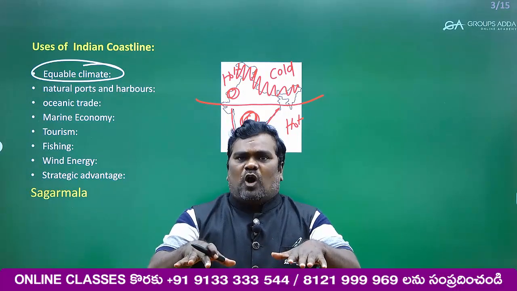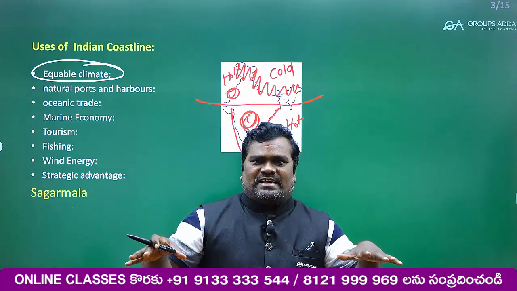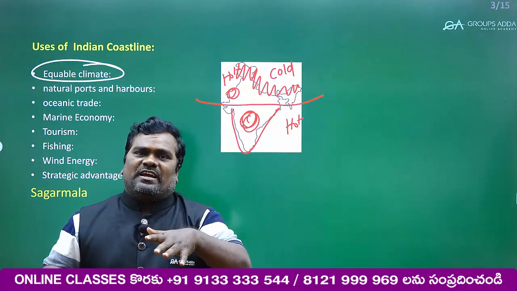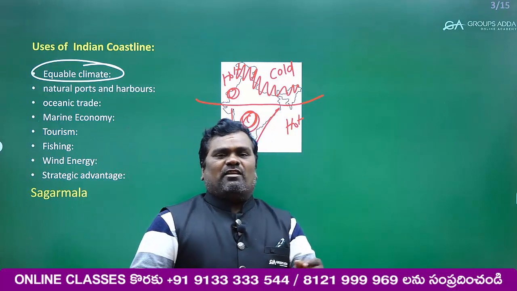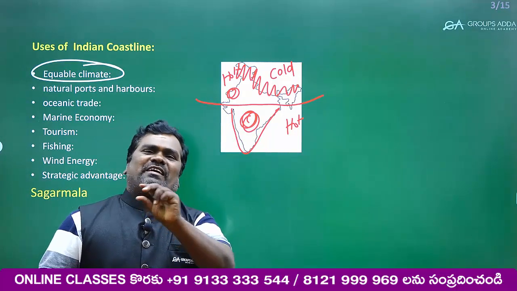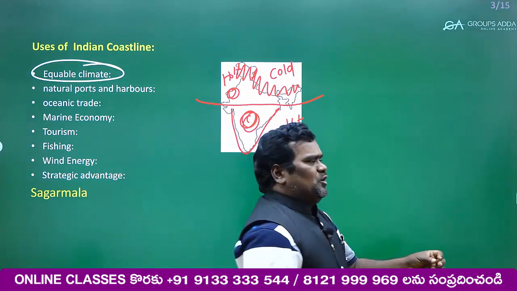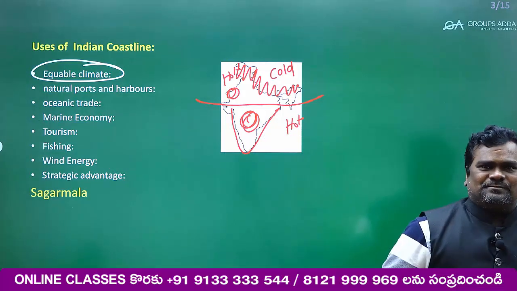Why? Because for 365 days the temperature will be almost the same. There will be very little difference, up to 5 degrees centigrade.